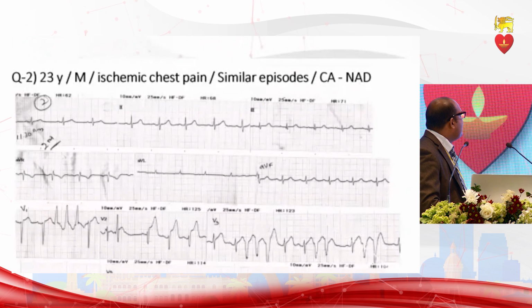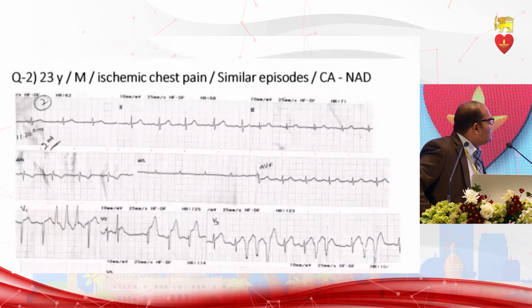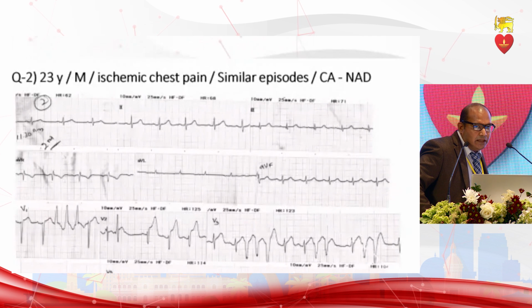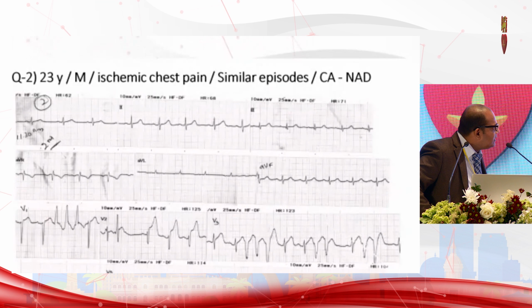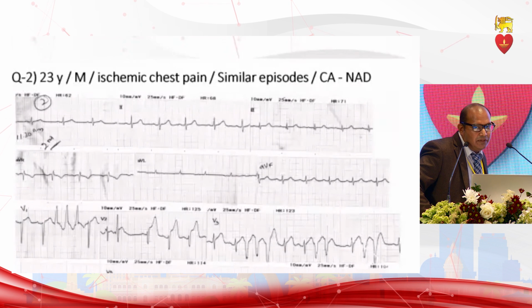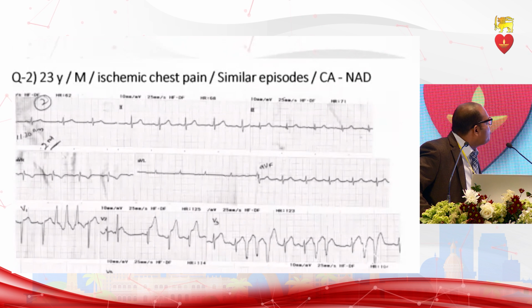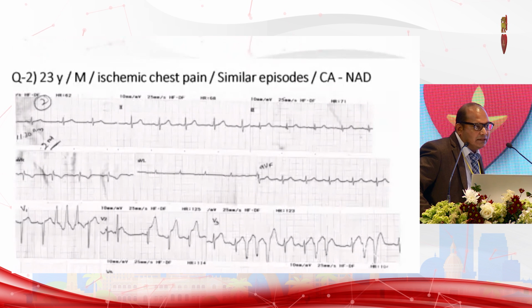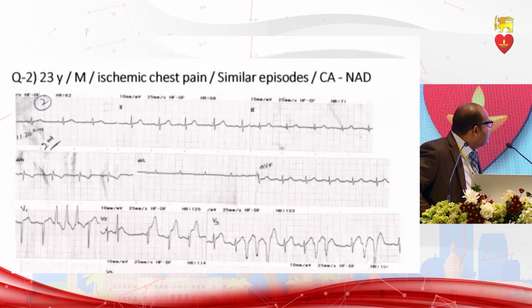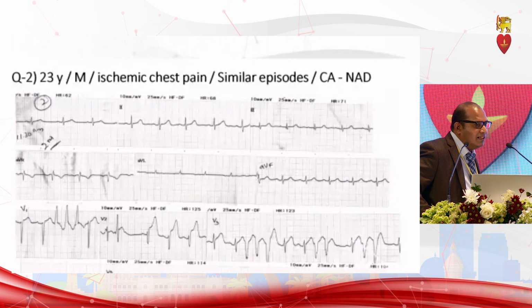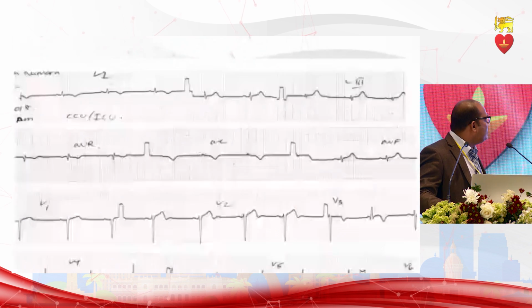This is a 23-year-old male who presented with ischemic chest pains and many similar episodes in the past. In fact, he has had a cardiac arrest on one of the presentations, and the coronary angiogram revealed normal coronaries, absolutely normal coronaries. So this is the ECG. Every time he presents with typical ischemic-sounding chest pain. On the CCU monitoring, he had non-sustained VTs. And what is the overall diagnosis is the question.